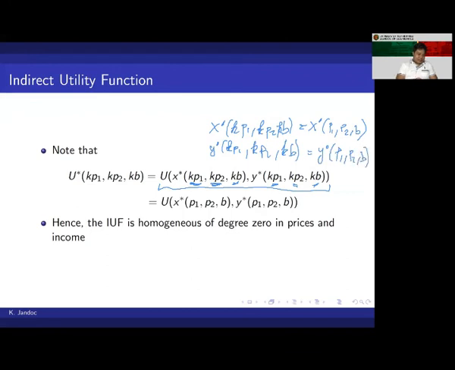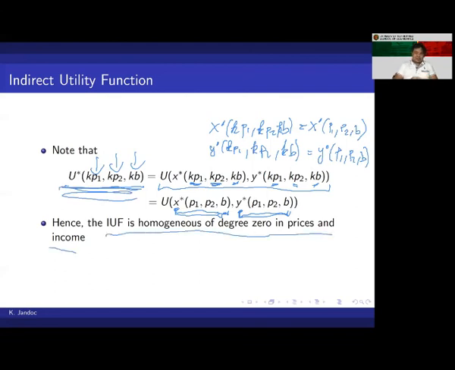So therefore, the utility function at the new prices and income is equal to U star at the old prices and income, since the optimal values of X star and Y star will not change. In short, this indirect utility function is homogeneous of degree zero in prices and income, same as the Marshallian demand functions.